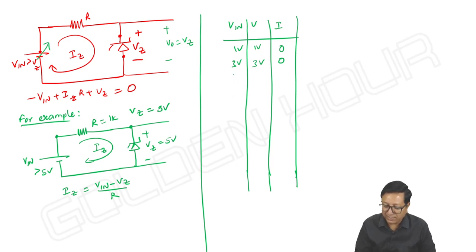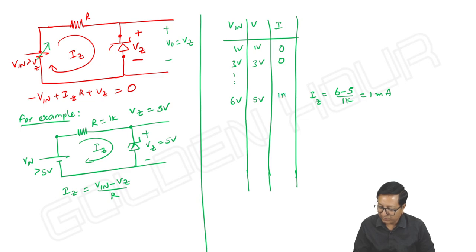Once the input is greater than its breakdown voltage, say some 6 volts, the Zener diode undergoes breakdown and Vz is equal to 5 volts. And what about the current? I is equal to 6 minus 5 by 1K, which is 1 milliampere. This current is Iz, it is 1 milliampere. Current will be flowing. Further, I am increasing the supply, maybe to 8 volts.